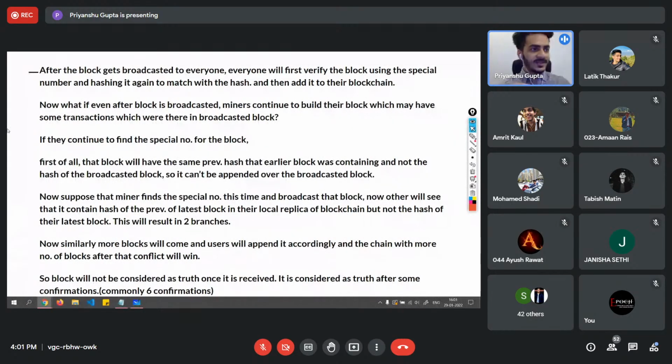I hope you are able to understand this. This is basically called proof of work, because the miner is spending so much energy, his computation power plus electricity and all that stuff. So he's getting the reward for that. That is called proof of work.